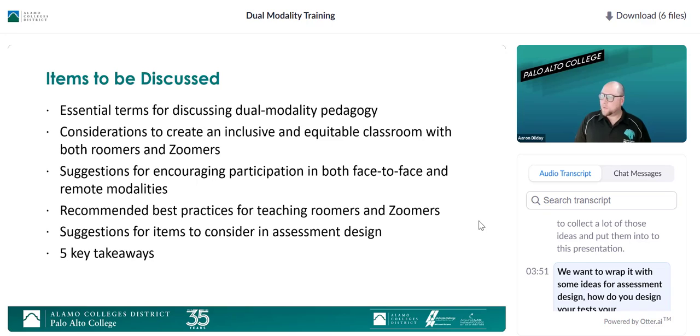We want to wrap it up with some ideas for assessment design. How do you design your tests and your assignments so that they're equitable and fair? And then we have a conclusion slide with the 5 big ideas, or maybe the 5 most important key points to take away. There's a lot of good stuff in here, but if you had to boil it down to just 5 things, a nice round number, those would be the 5 big ones.